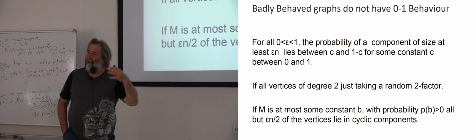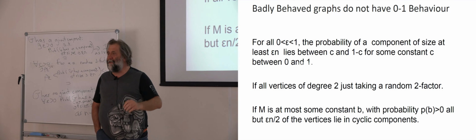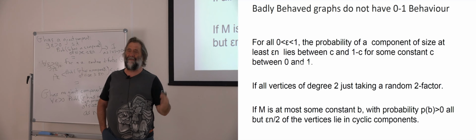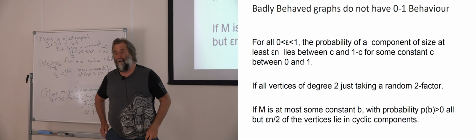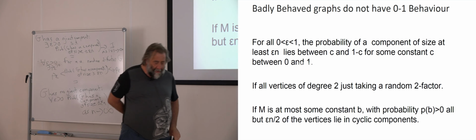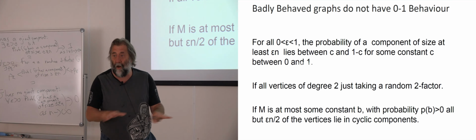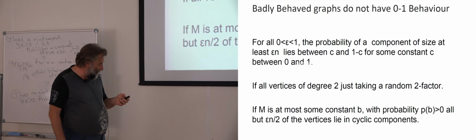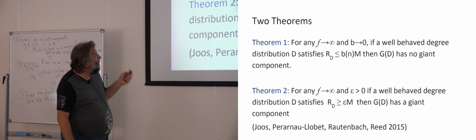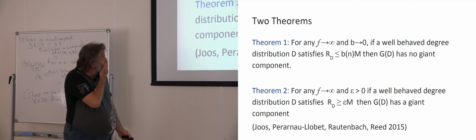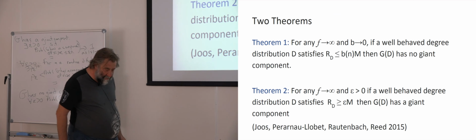Because with a reasonable probability greater than 0, you'll have a constant fraction of the vertices in a random 2-factor. So we actually know what's going on with the badly behaved graphs. It's just not the same thing. So we actually know what's going on for all of the degree distributions. And so those are the results.